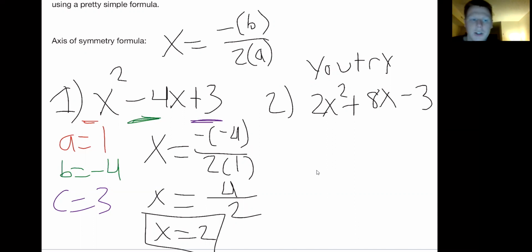So how about you give this second problem a try? The first thing you want to do is figure out what your a and b would be, and then put it into that formula. See if you can get your axis of symmetry for the second one.